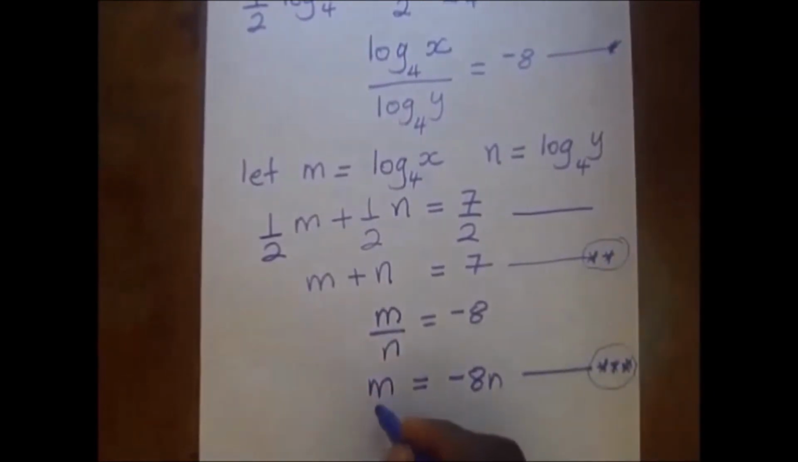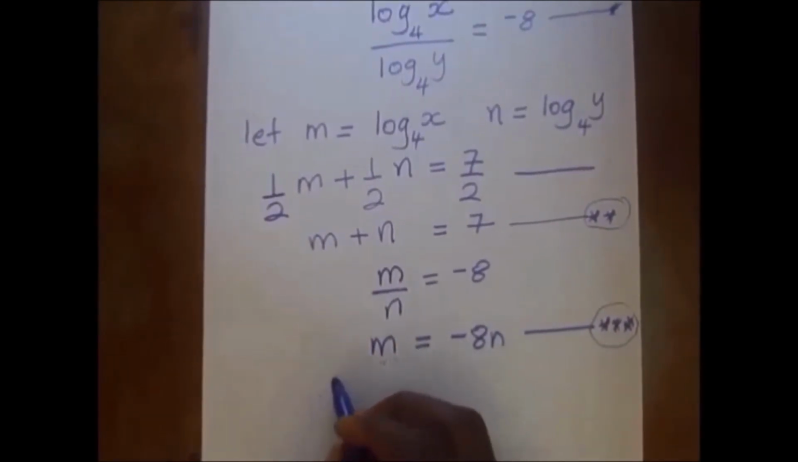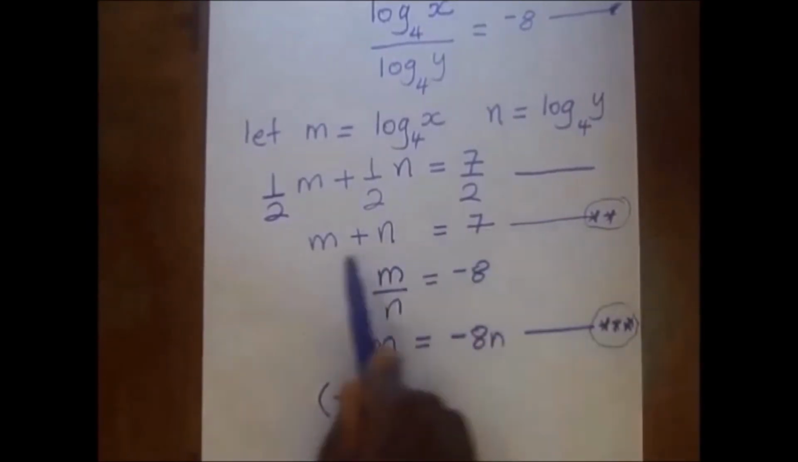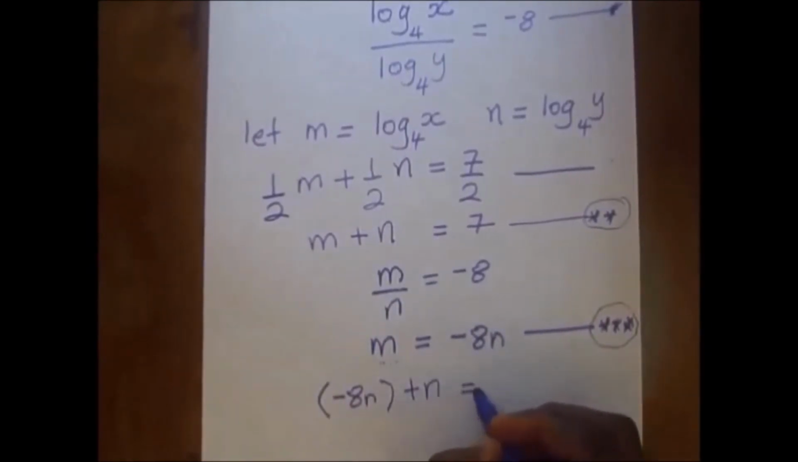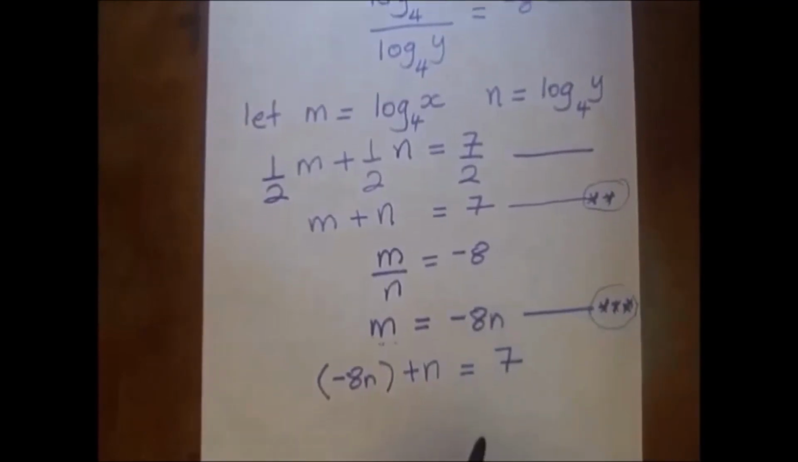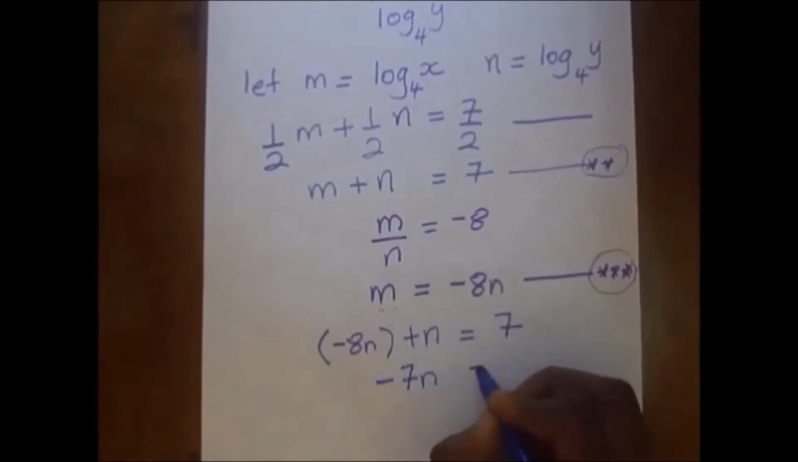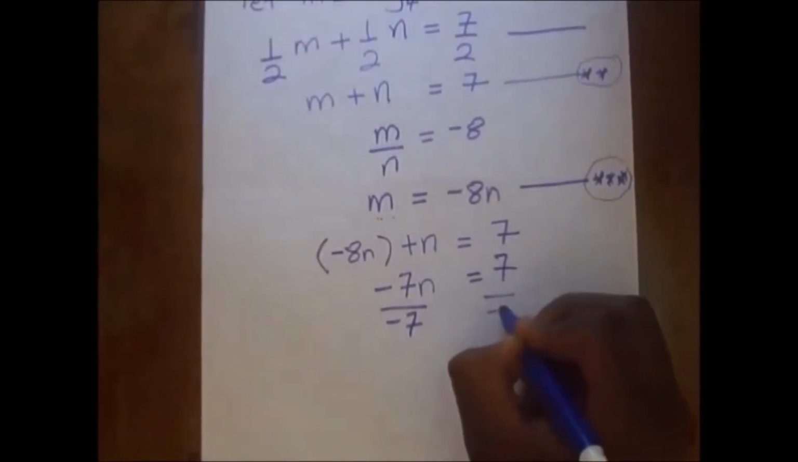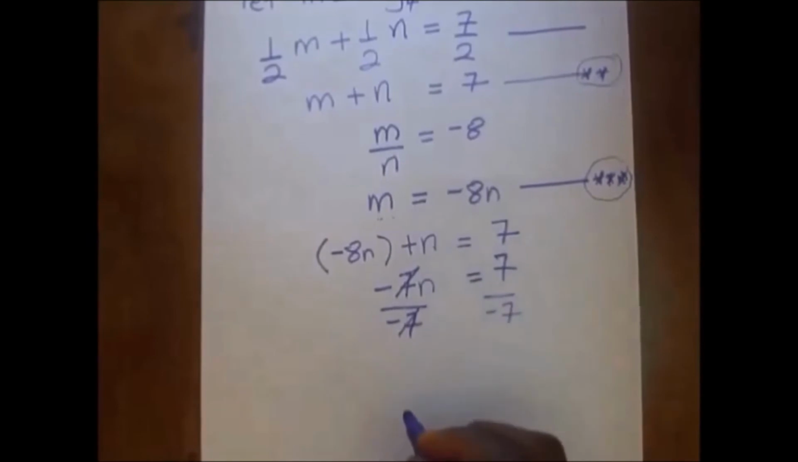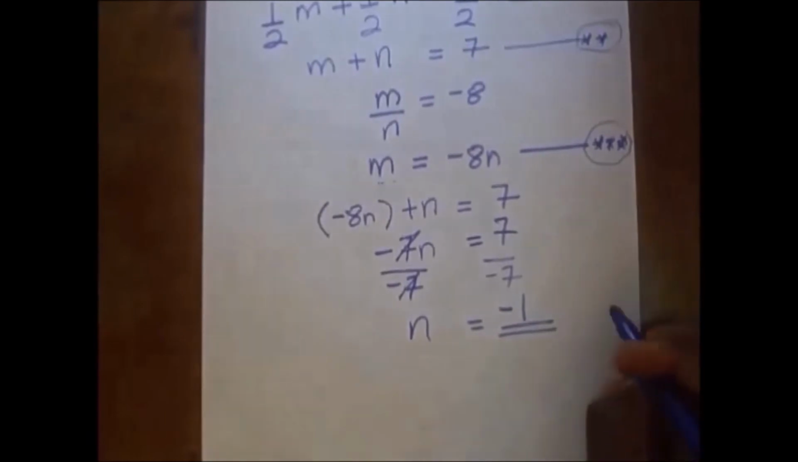And so here by substitution, if we substitute for the value of m in the first equation, m is negative 8n. As we are substituting here, it's going to be negative 8n plus n is going to give us 7. Negative 8n plus n is going to give us negative 7n, giving us 7. Divide both sides by negative 7. You remain with n as negative 1. So our value of n is negative 1.